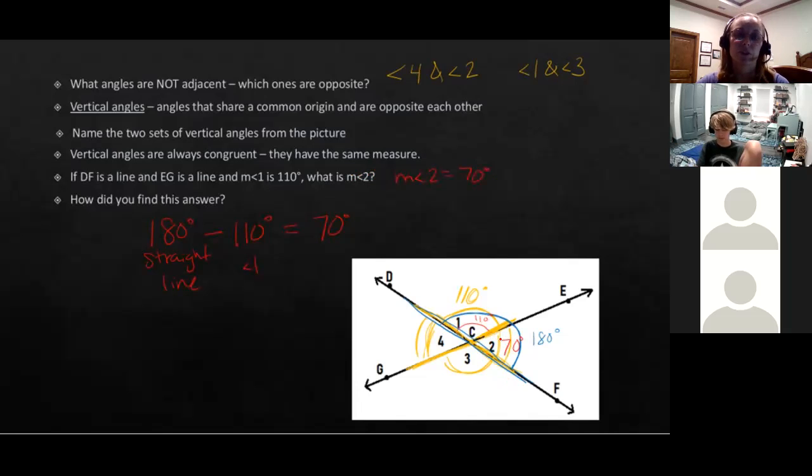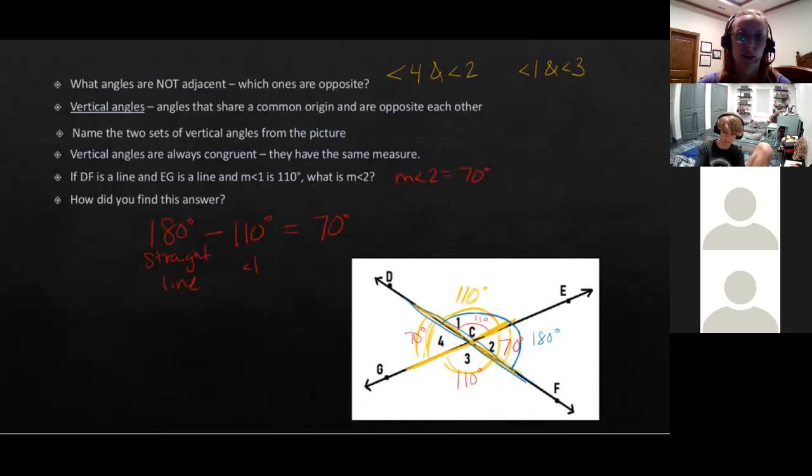If vertical angles are the same, if 2 is 70 degrees, what is angle 4? It would also be 70 degrees. Excellent. So angle 4 would be 70 degrees. And then 1 and 3 are vertical angles. So if 1 is 110, 3 is also 110.